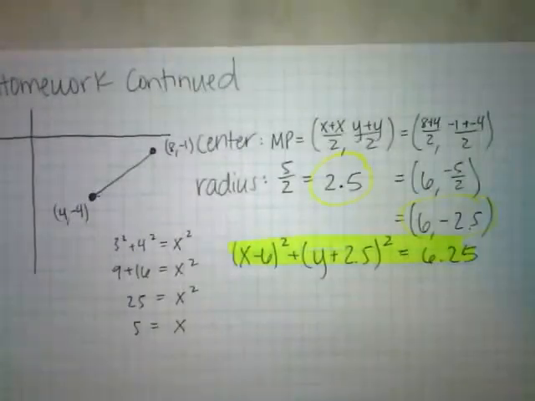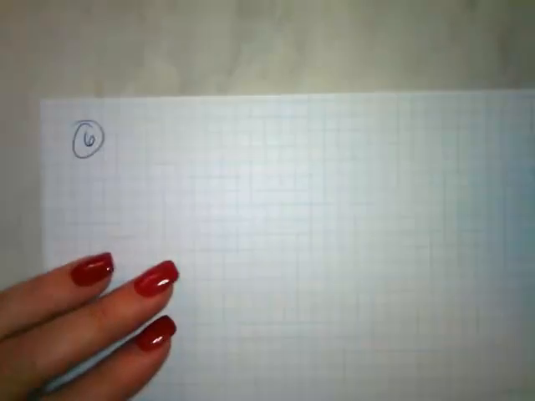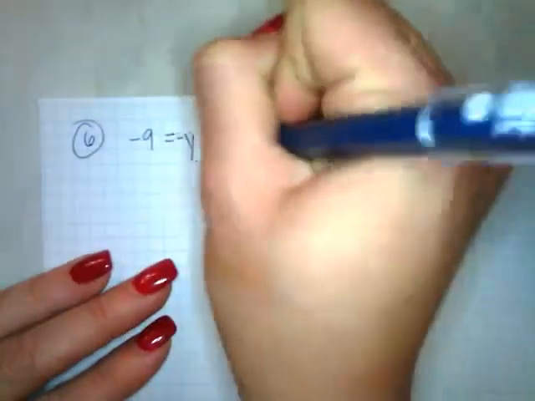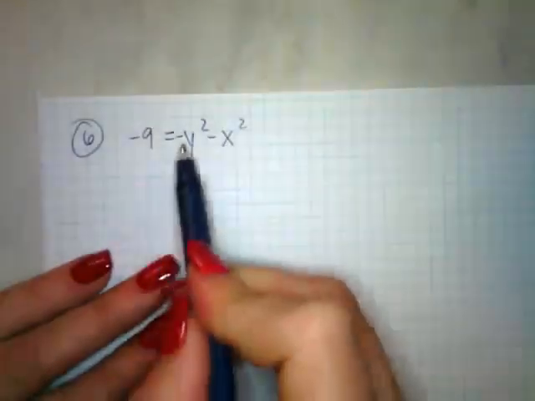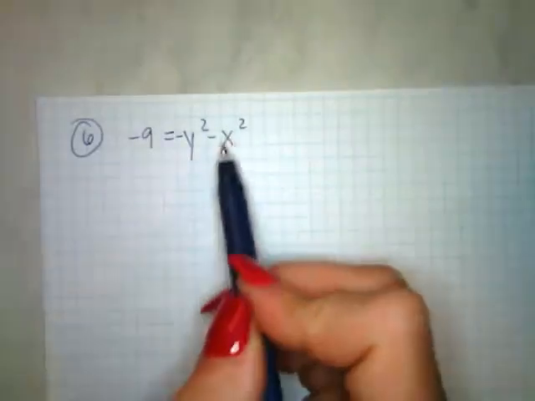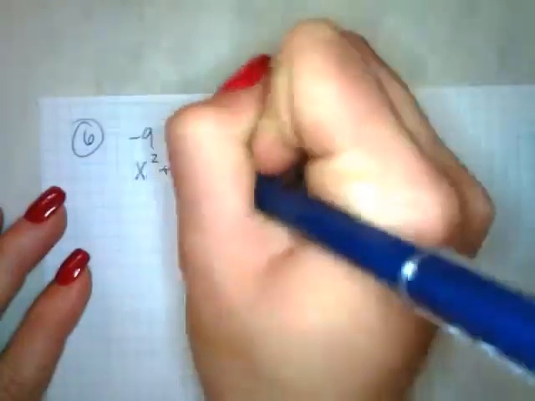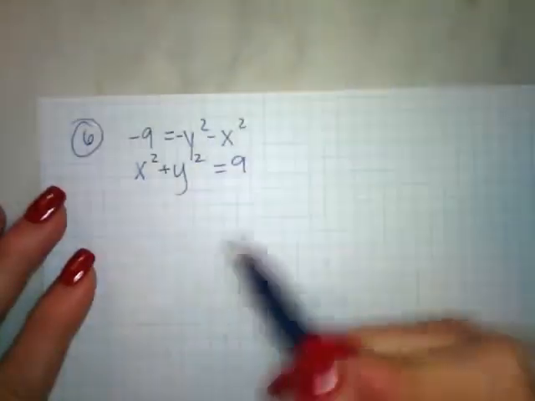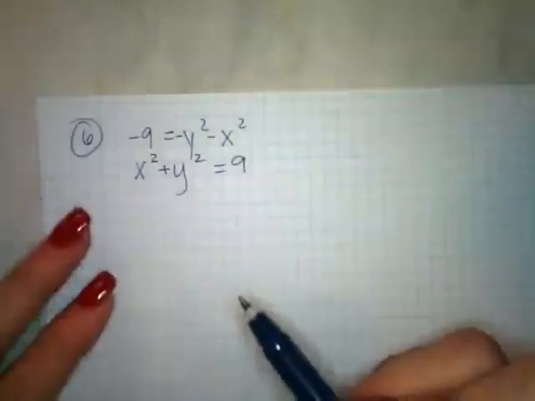Okay, let's now move on to question 6. It gives me the equation written like this: -9 equals negative y squared minus x squared. Well, we don't want to have negatives in front of our y squared and x squared, so we can get rid of that by adding x squared to this side, adding y squared, and I can add 9. So I now have this in a form that's much easier for me to read.